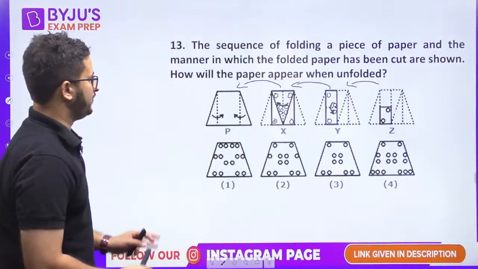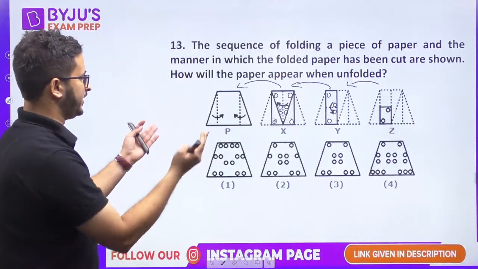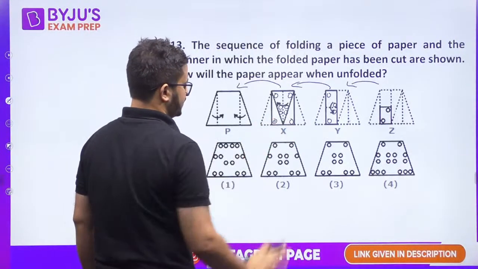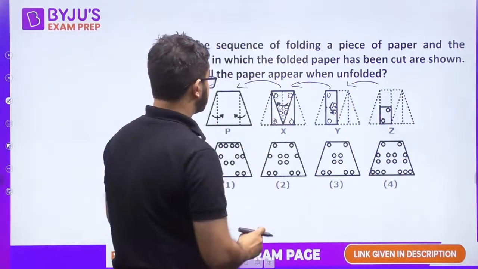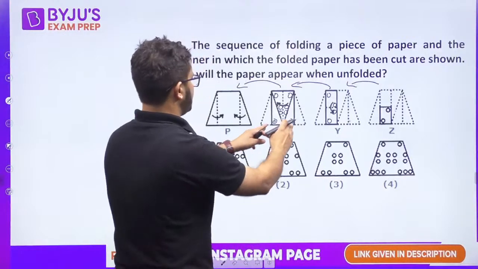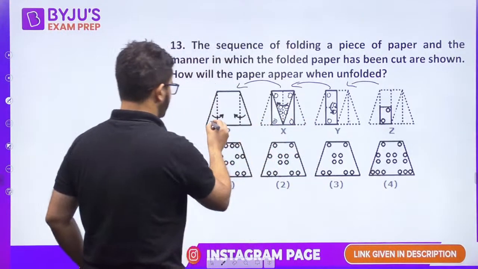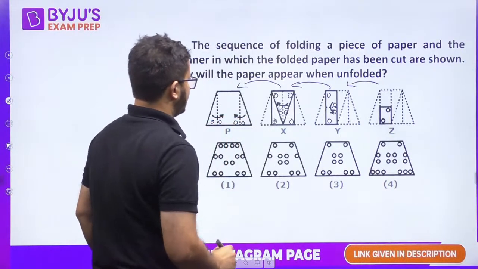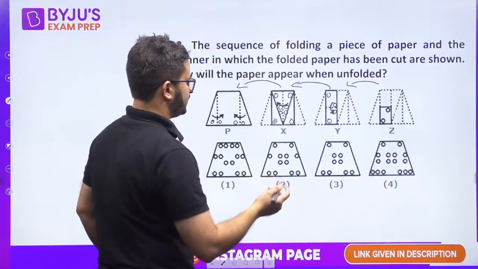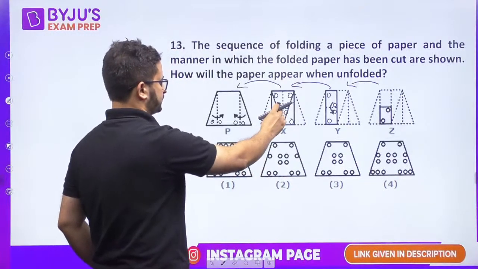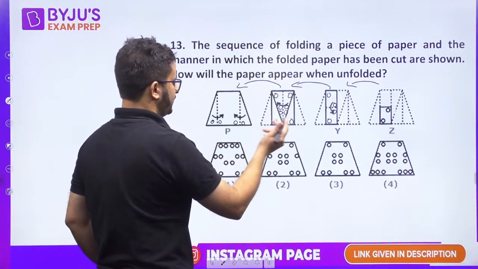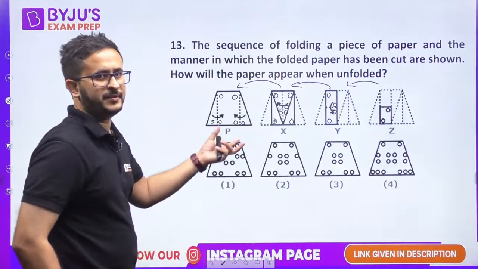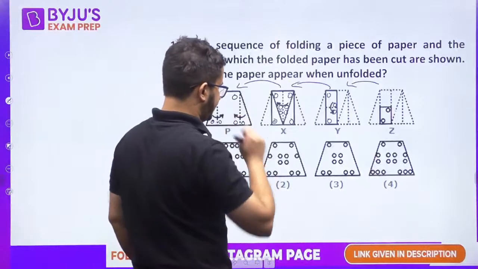Okay. Now what will happen is when you open it again, these 2 circles will remain. These 2 will go to this side, right? So we will have 4 circles here. Okay, and then we will have this will be 2 circles only. Okay, these 2 will remain 2 circles only.